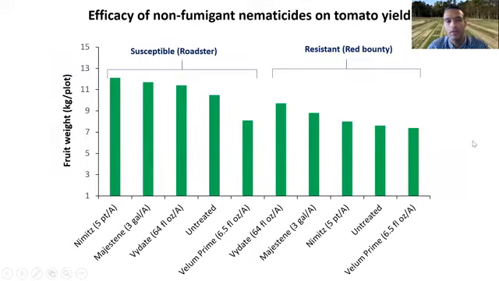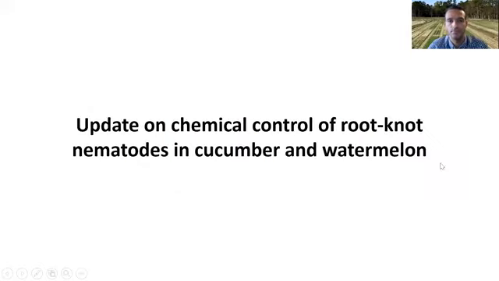Looking at the yield data for tomato for the resistant and susceptible, we really didn't see any significant difference. However, as you can see, the plot treated with nematicide for the susceptible had a numerically greater fruit yield compared to the resistant varieties.